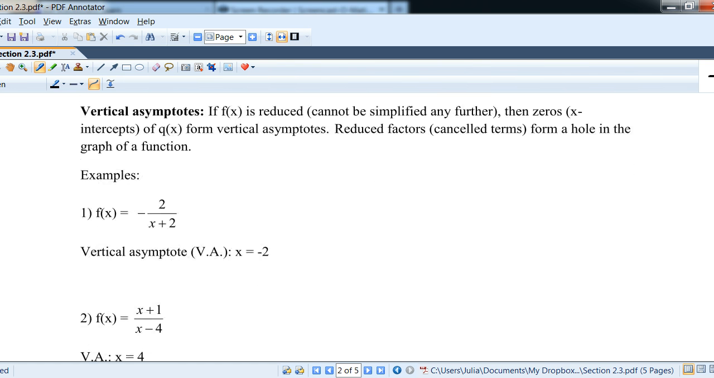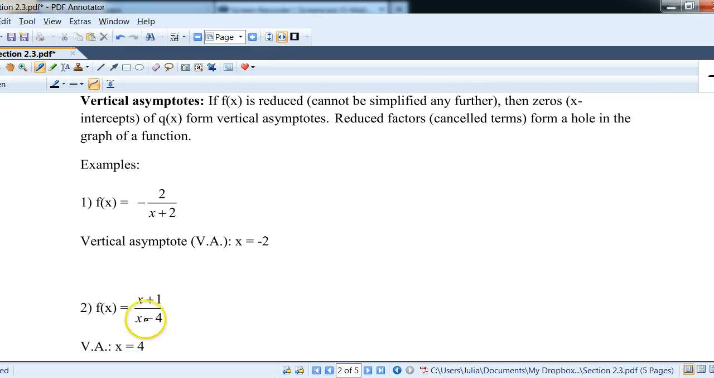Okay. Another example, f of x is equal to x plus 1 over x minus 4. Again, the vertical asymptote is x equals 4. It's important to put x equals and not just a number, because it's a vertical line, and vertical lines have equations x equals a number.